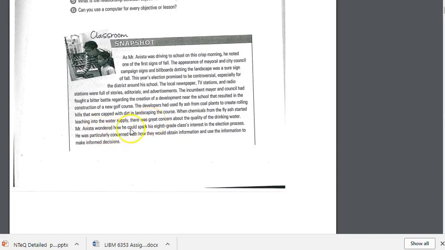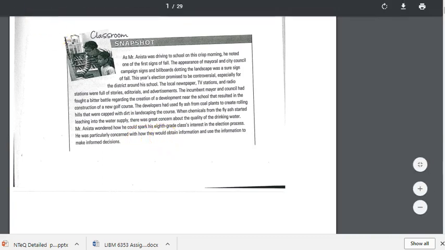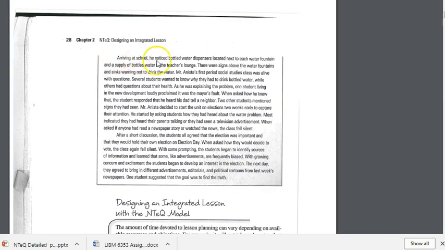Mr. Anista wondered how he could spark his 8th grade class's interest in the election process. He was particularly concerned with how they would obtain information and use the information to make informed decisions. Arriving at school, he noticed water bottle dispensers located near each water fountain, and a supply of bottled water in the teacher's lounge. There were signs above the water fountains and sinks warning not to drink the water.